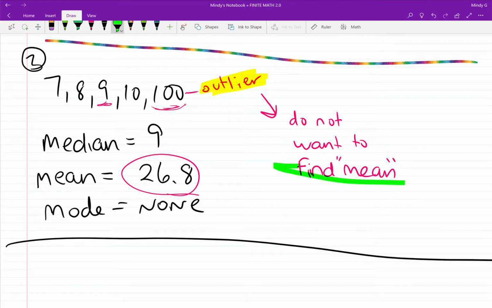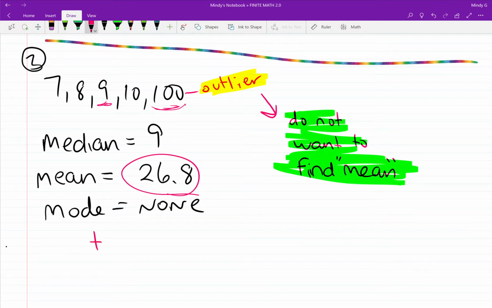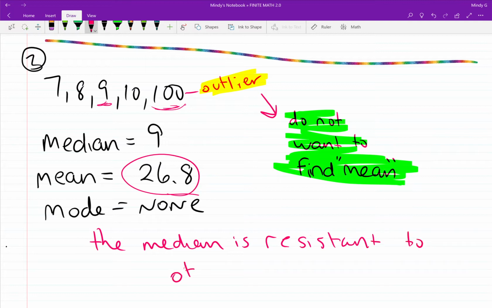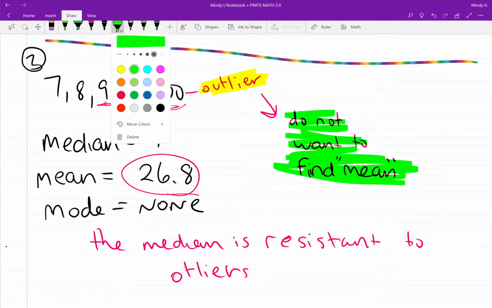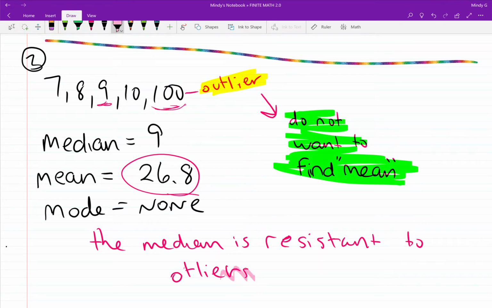So what we'll say is the median is resistant to outliers. You know what the word resistant means? It's not going to be affected. It's resistant to being affected. So the median, notice the median was not affected when I threw that 100 in. I can have an outlier and my median's not going to change, right? From one outlier. That's not going to shift it.